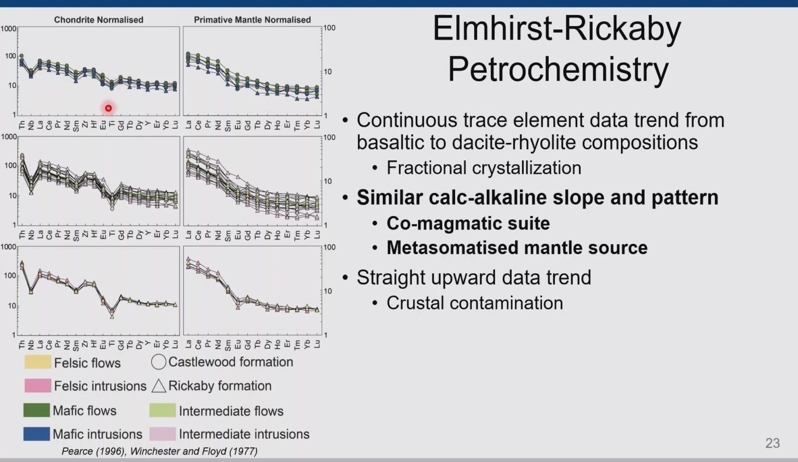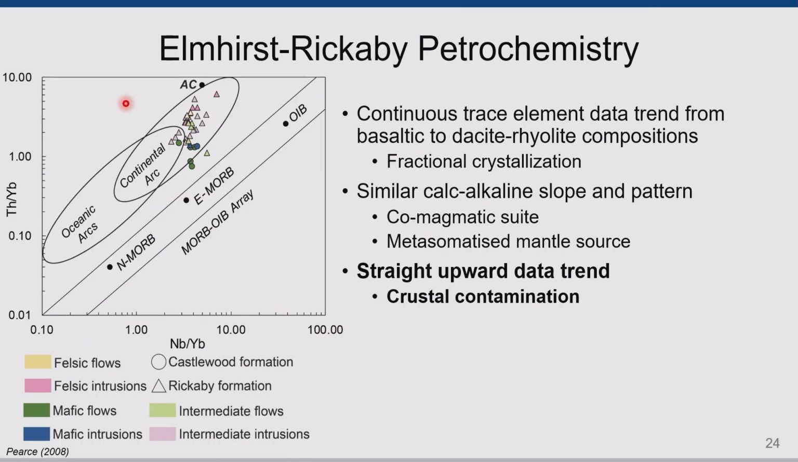And finally, when we plot on, I'm not a massive fan of these diagrams, but they can be really helpful to show processes as opposed to fingerprinting. A lot of people misuse these and just use them to fingerprint an area, but if you really break these down, what these diagrams are very good at doing is showing you processes. And so what we see here is essentially a straight upwards data trend off of this MORB-OIB array.